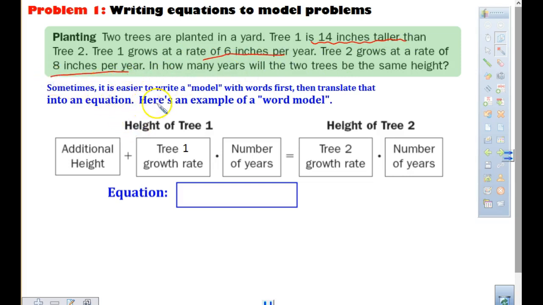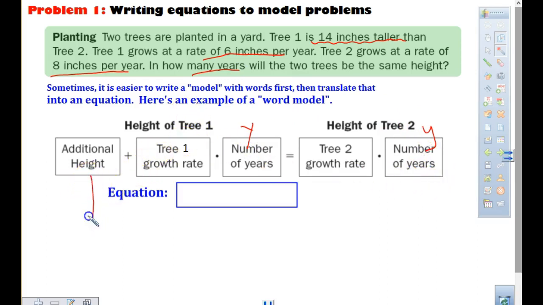All right, so sometimes it's easier to write a model first with words and then translate it into an equation. So we started with our tree, which had an additional height. And then how fast is that tree growing times the number of years? Now notice the question said how many years, right? So this is our variable, maybe y, because that's what we're trying to find.